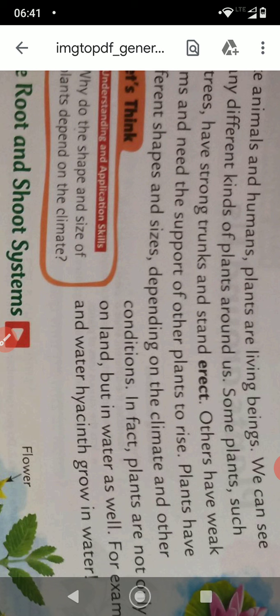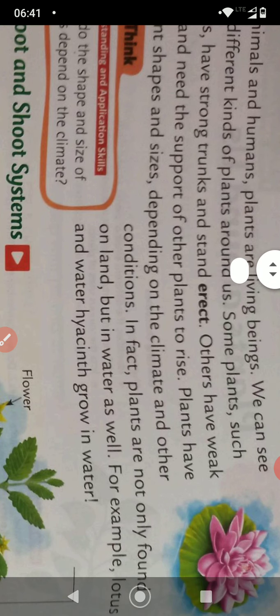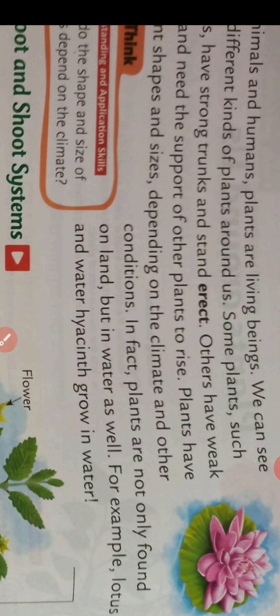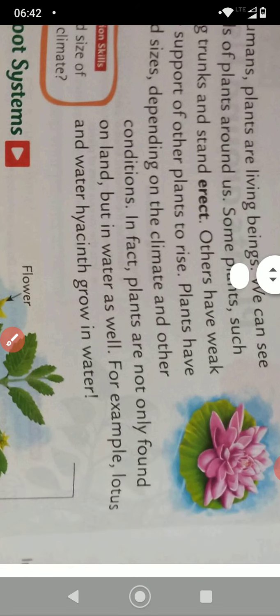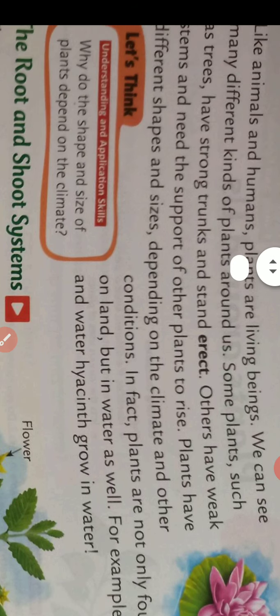And so plants have different shapes and sizes depending on the climate and other conditions. In fact, plants are not only found on land but in water as well. So for example, lotus, this is very important again, children. You have to underline lotus and water hyacinth. They grow in water. Okay, and if you know more, I told you in the last video to write and show it to me. So we can see lotus and water hyacinth grow in water.